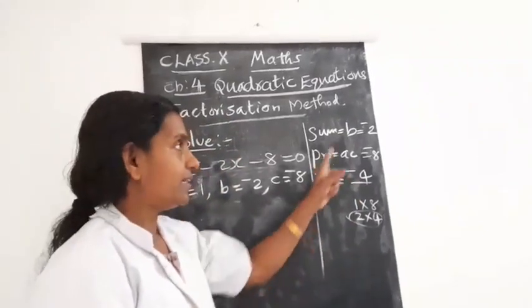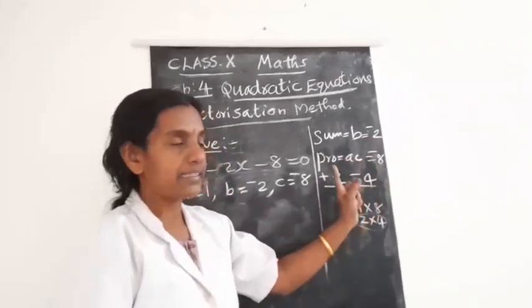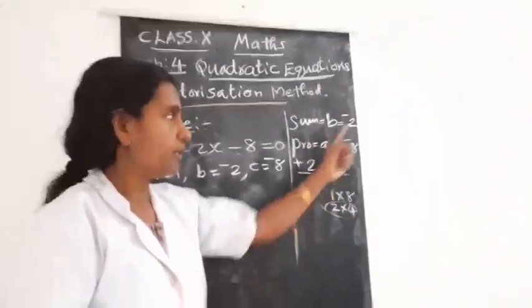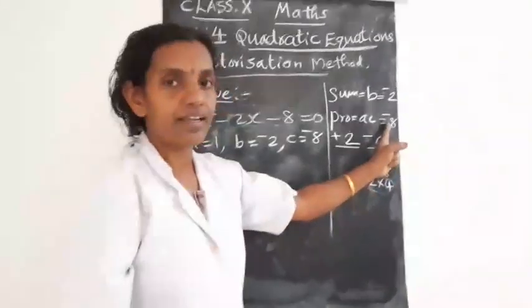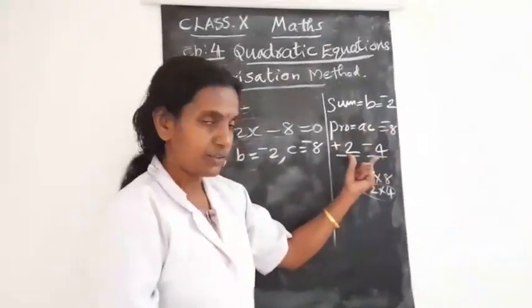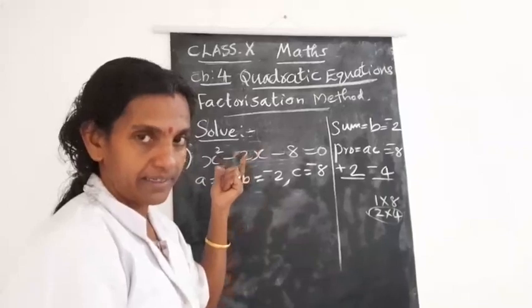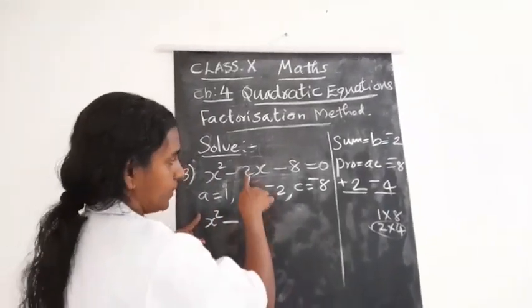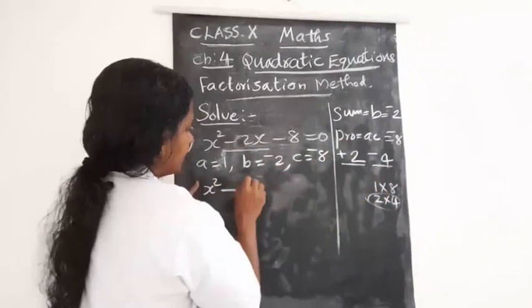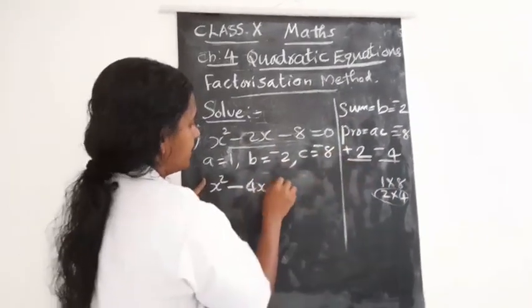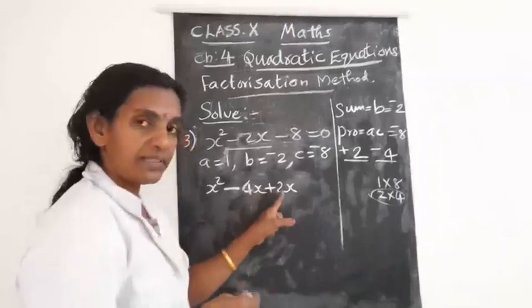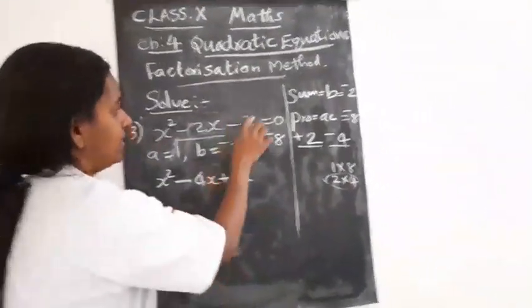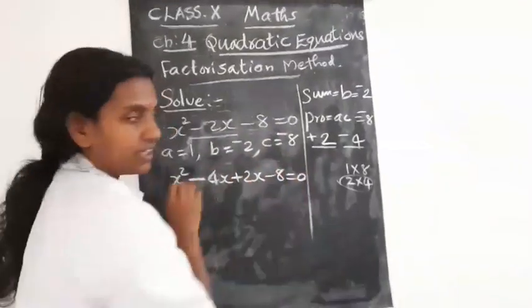Understand? Two numbers we are selecting such that their sum is negative 2. See the numbers, negative 4 plus 2, so it becomes negative 2. Their product is negative 8. Now by selecting these two numbers we have to split the middle term. That is x square minus 2x we are splitting as minus 4x and plus 2x. You can write these two numbers in any order. Plus 2x minus 4x also possible. Then minus 8 equal to 0.